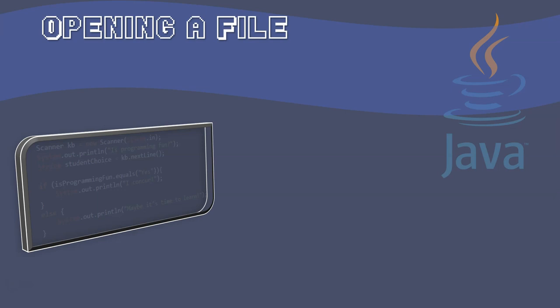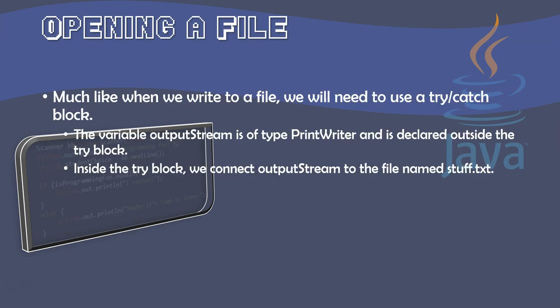Now, when we actually get into working with this, we first have to open the file. Much like when we read from a file, we have to use a try-catch block. The variable outputStream is of course of type PrintWriter and is declared outside the try block. Then inside the try block, we connect that output stream to our file. In this case it was called stuff.txt, but again, that doesn't have to be the name. It can be whatever text file we want to connect to.